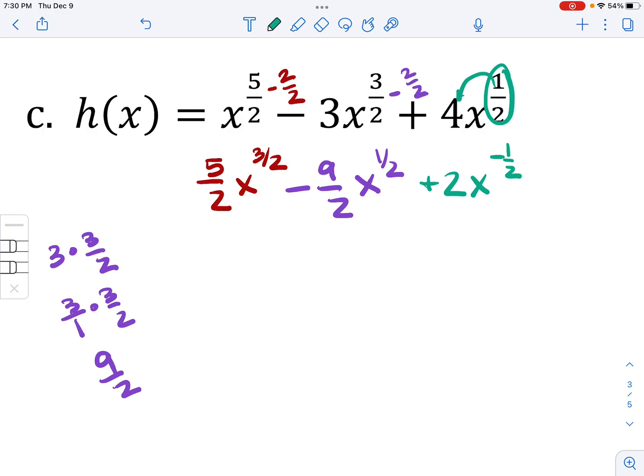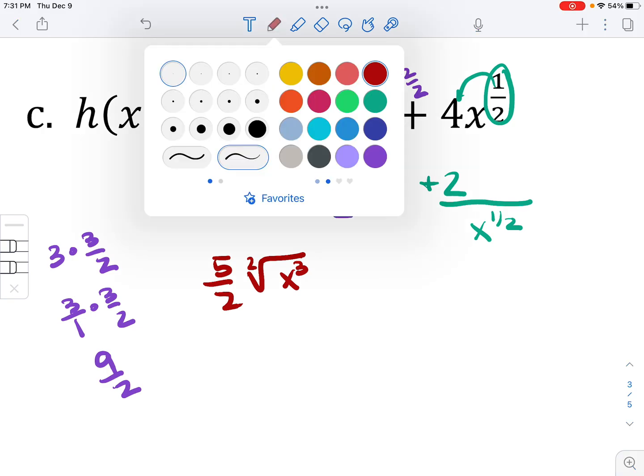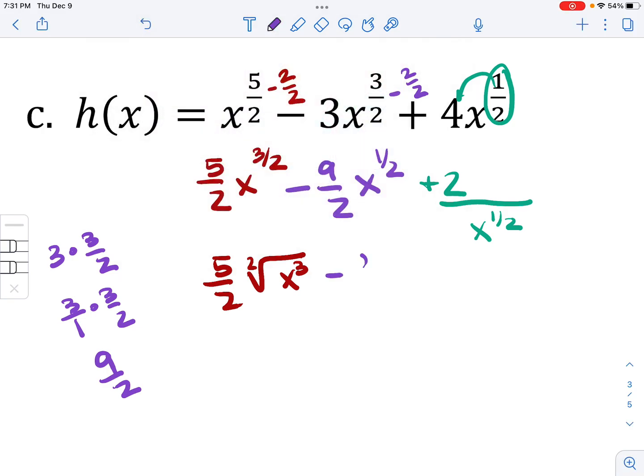Okay, so first thing I'm going to fix is the negative 1/2. Ta-da. And then now I want to fix all the rational, aka fractional exponents, and turn them into their roots. So 5 halves, x, teeny tiny 2. The index always goes here, and the exponent is always here. Negative 9 halves, square root, x, teeny tiny 2 is the index.